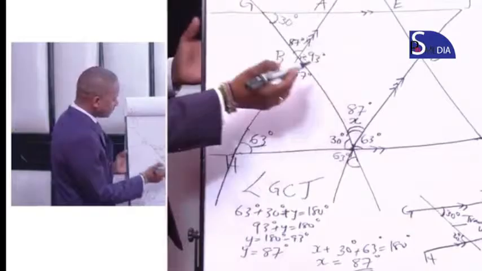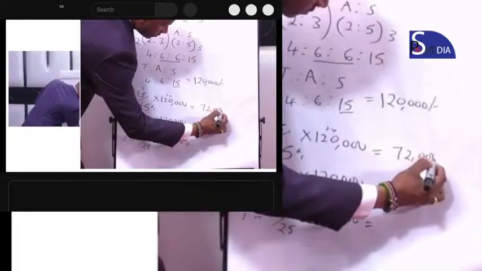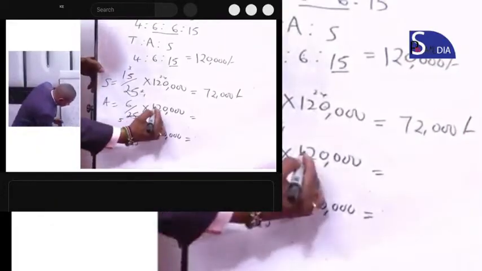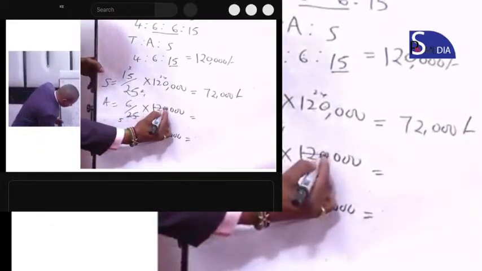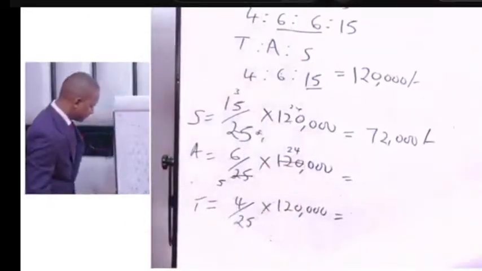So that ratio is 25. So Sifuna contributed 15 over 25 times 125, here 20,000. So 5 here once, 5 here 24. 3 times 24 is 72,000. So Sifuna contributed 72,000.